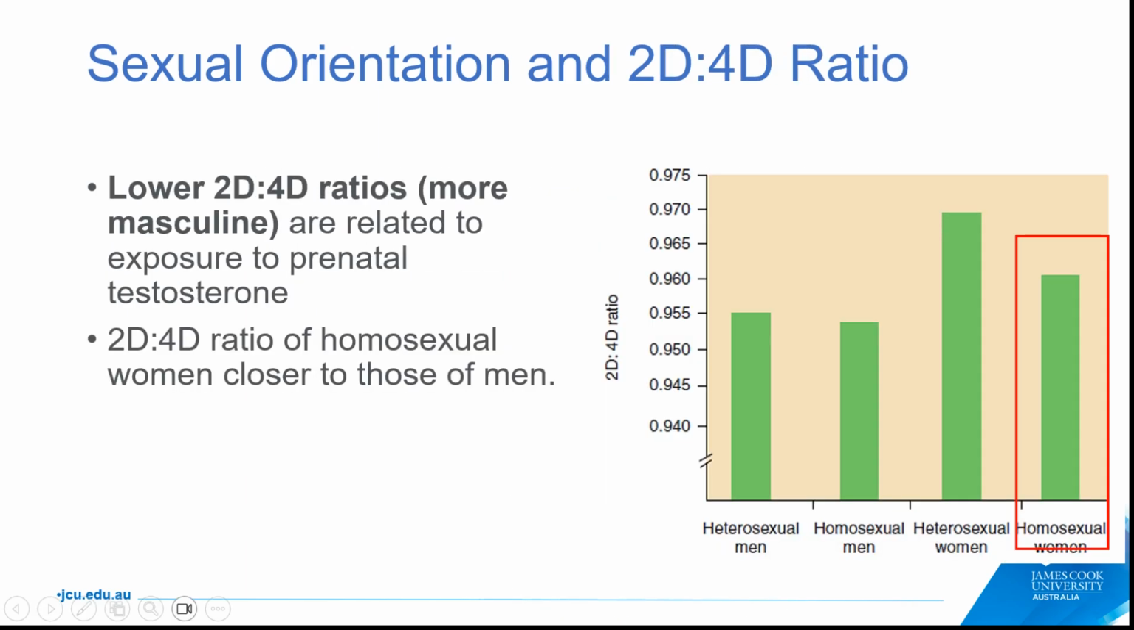And similarly, for the 2D/4D ratio, when we look at homosexual women again, it is lower, but it's only lower than the heterosexual women compared to other women. It is still higher than the men. Therefore, the findings are not very clean.